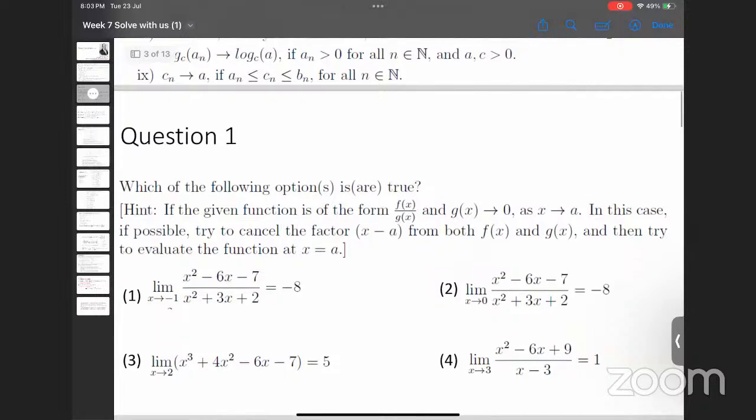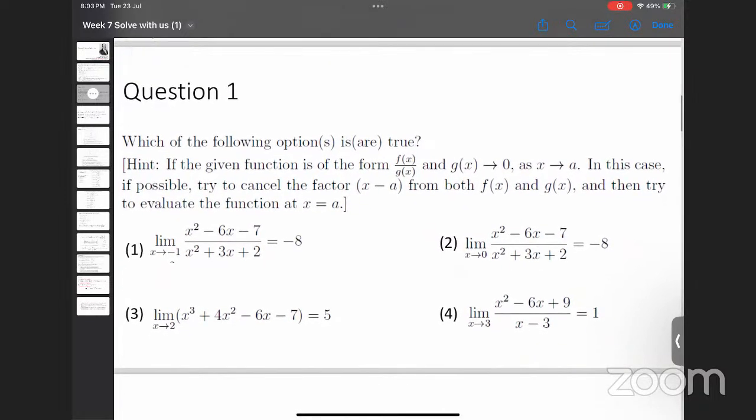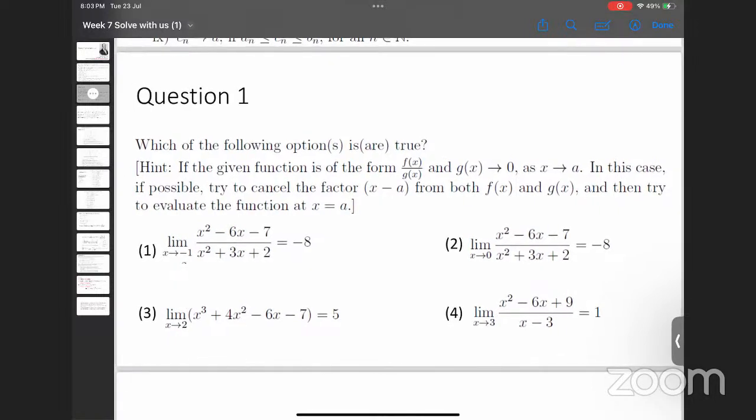So this is question 1. Take a minute to solve it and write your answer in the chat box.